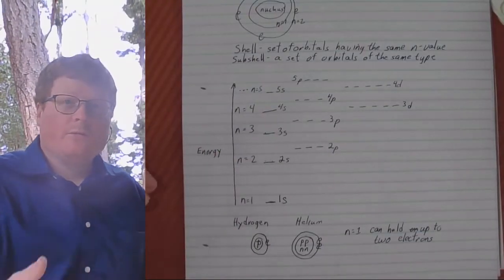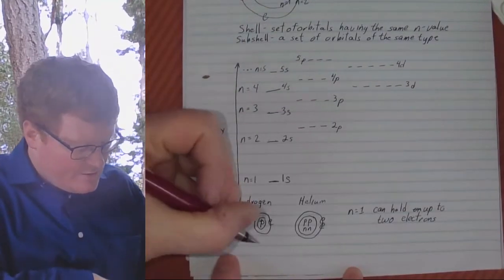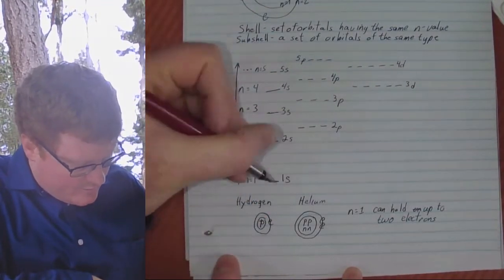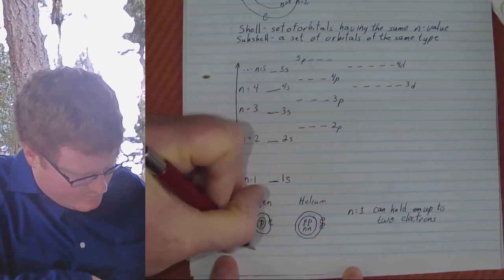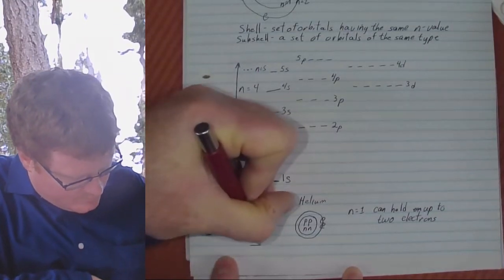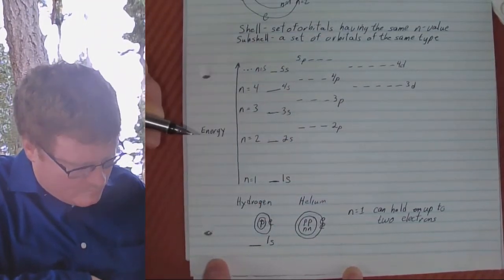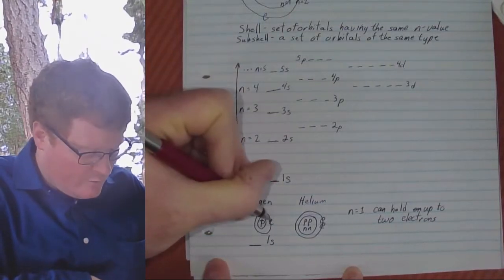So, as you go through, we can place electrons in the orbital. Hydrogen has available a 1s orbital. It only has this, a 1s orbital. I can put 1 electron.